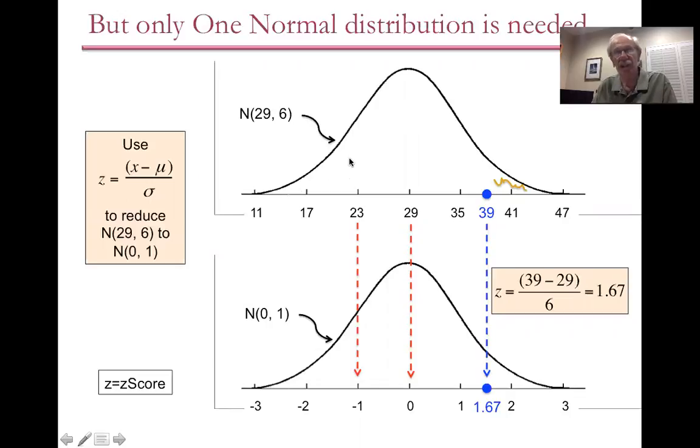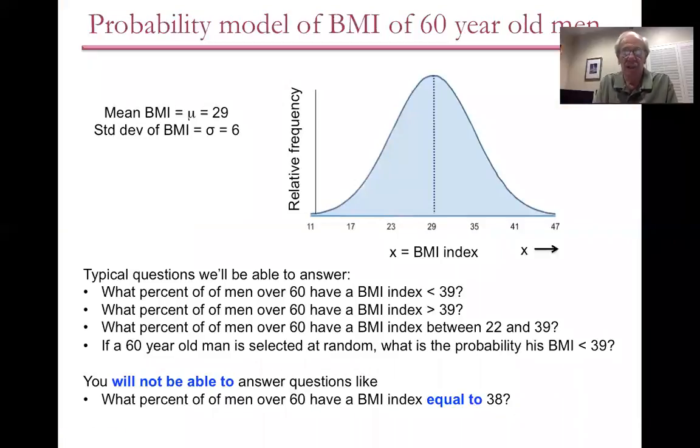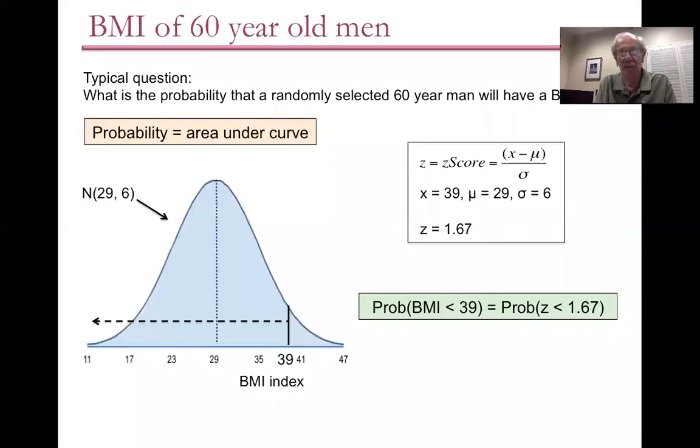So the question is now, can I find these areas? Well, it turns out you can using some tables, and we'll see how to do that right away. And the first thing you'll do is change the 23 to a z-score, but we're getting ahead of ourselves. Okay, so that's why we do it. And here's the answer of how to do it.